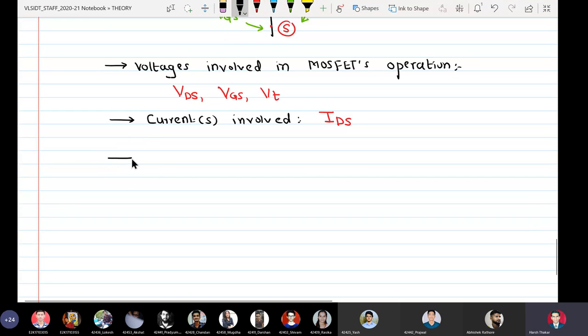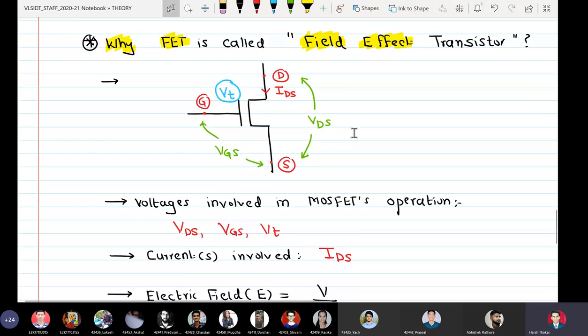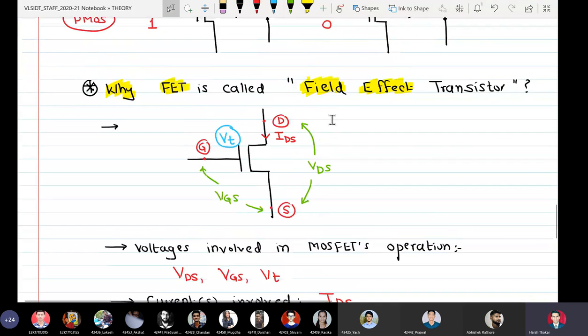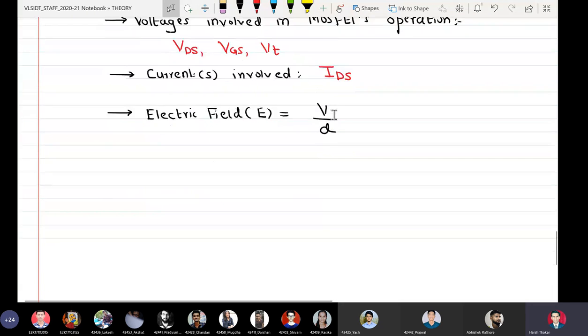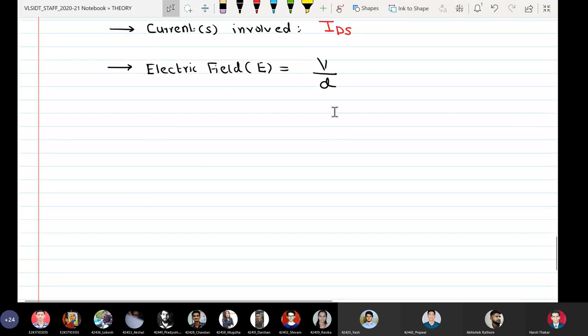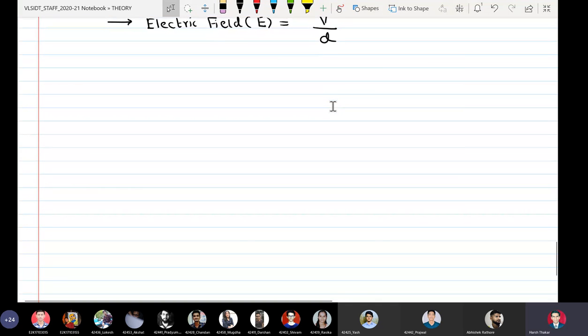Now, as Yash told, the electric field E is equal to voltage upon distance. If we carefully see the planar structure of a MOSFET, there are at least two dimensions involved here. We'll draw it now.